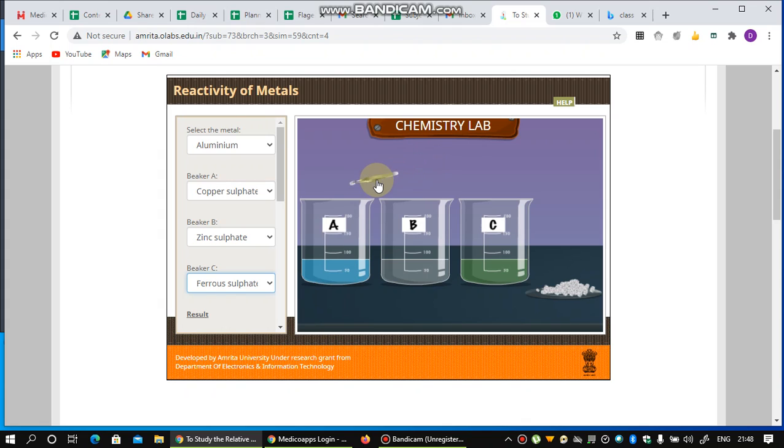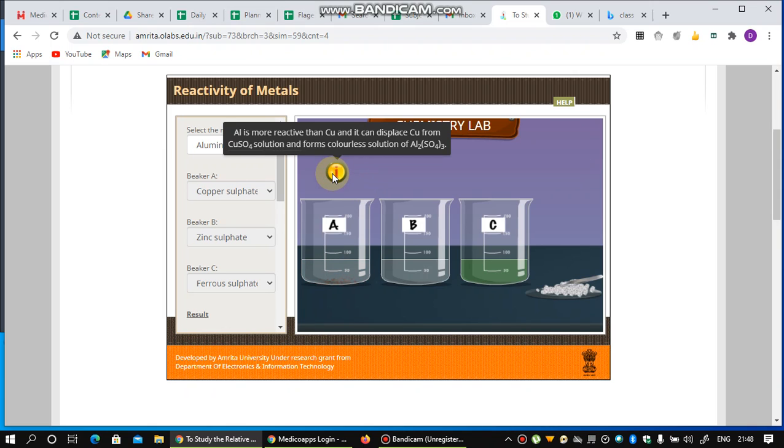I have taken an aluminum metal and put it in beaker A. Wait for an hour. What happens? Its color has faded. The reason being that aluminum is more reactive than copper. Therefore, it displaces copper from the copper sulfate and forms a colorless solution of aluminum sulfate.